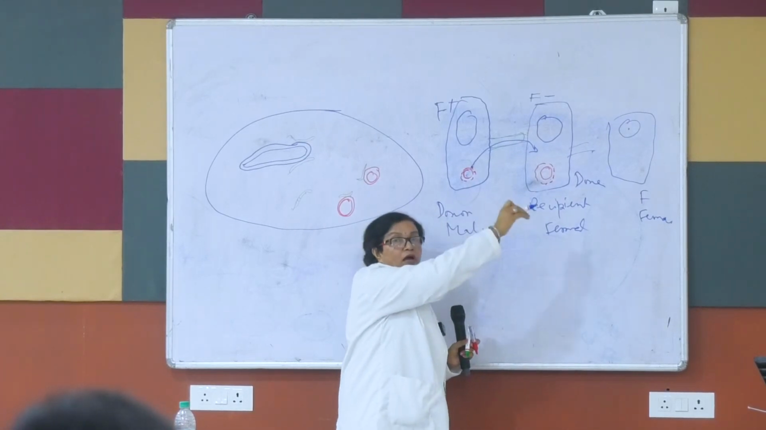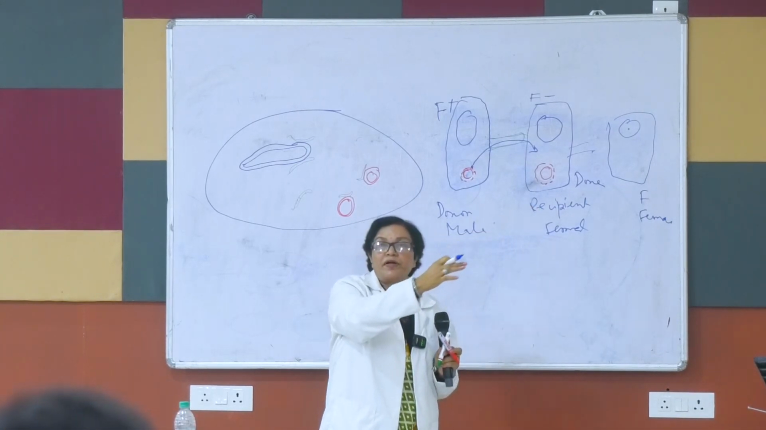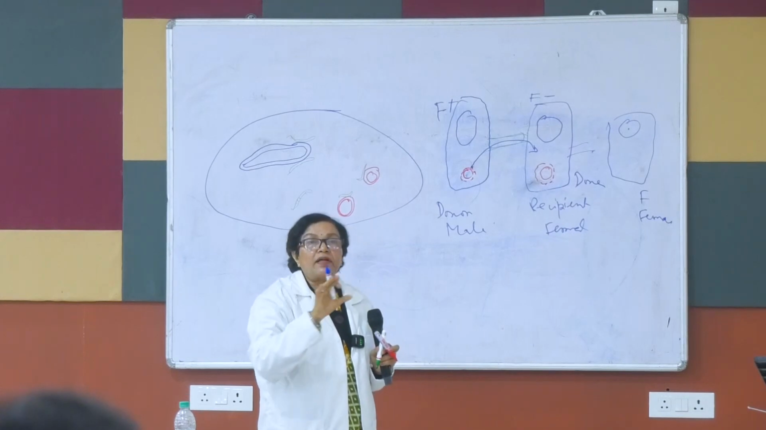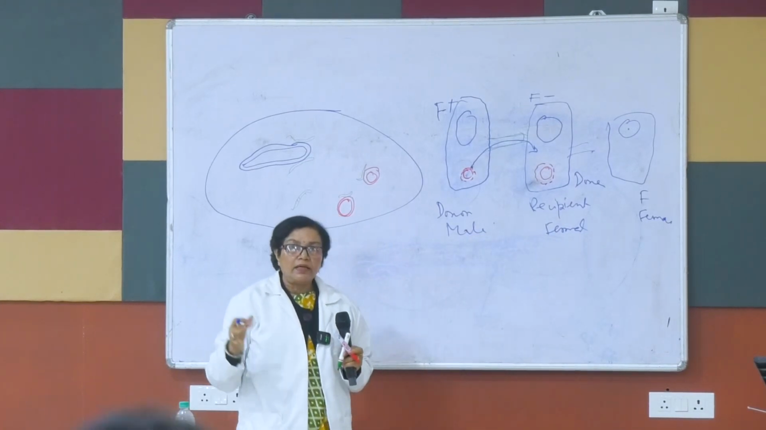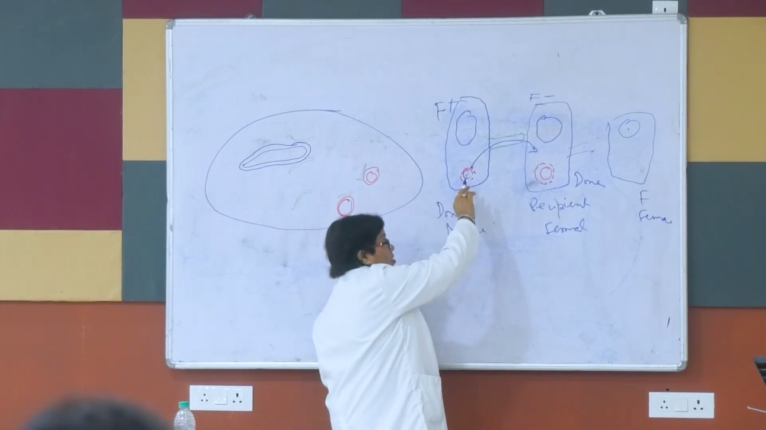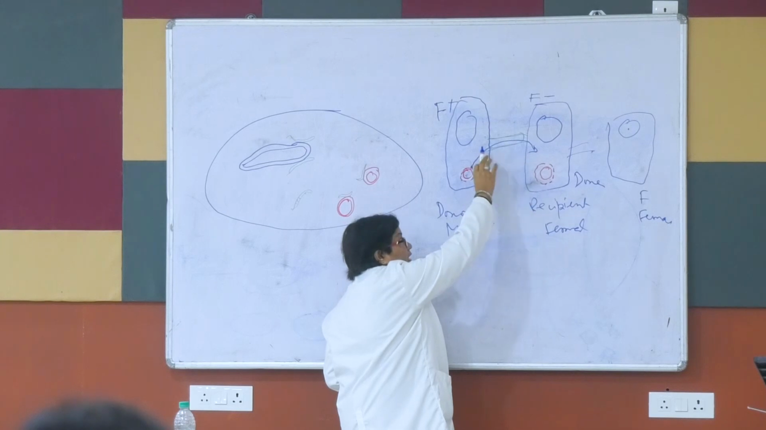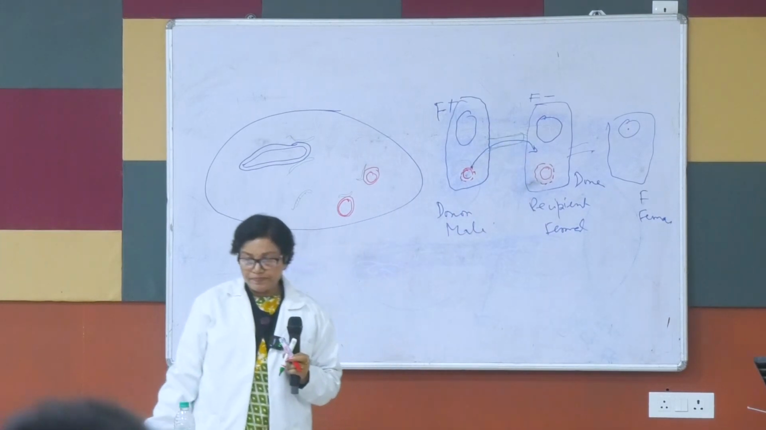Bacteria is trying to convert all the females into males to supply the drug resistance property via the plasmid. This is conjugation. Conjugation is transfer of genetic material from one bacteria to another by the help of sex pilus. Okay.